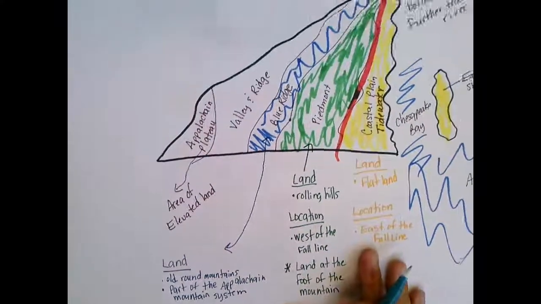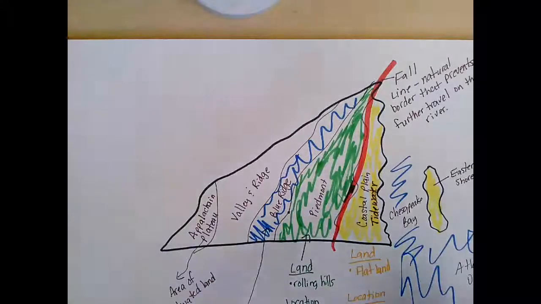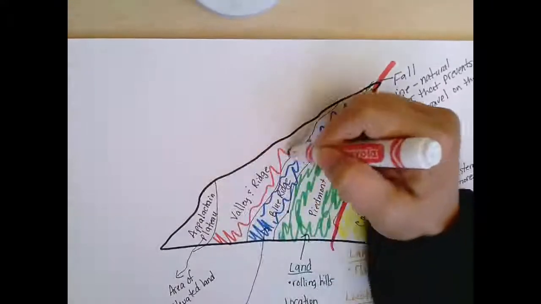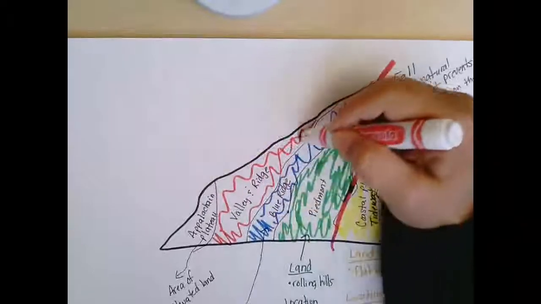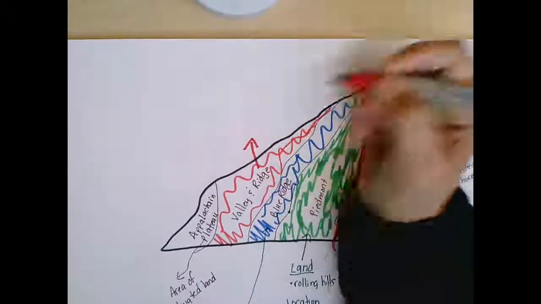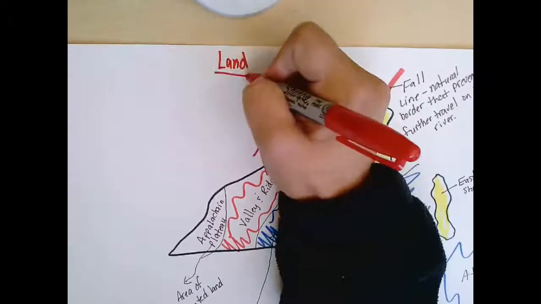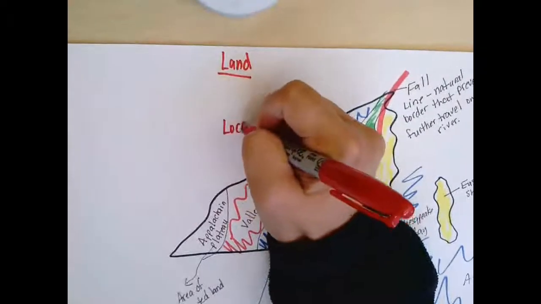Okay, the next region that we're going to talk about is the Valley and Ridge, and we are going to color the Valley and Ridge region red, and like I said, you can do a little bit better job with your coloring if you would like. But we're going to color it red, and we're actually going to do its fact boxes up here. So we'll have its land and its location.